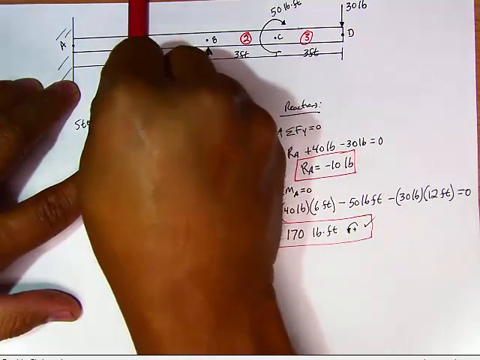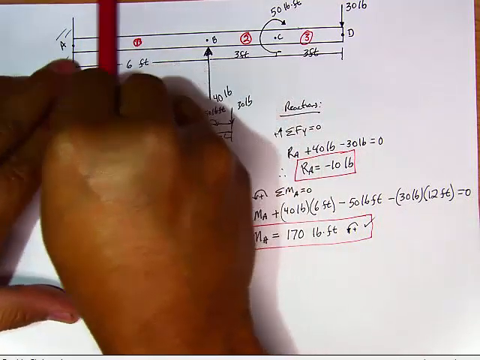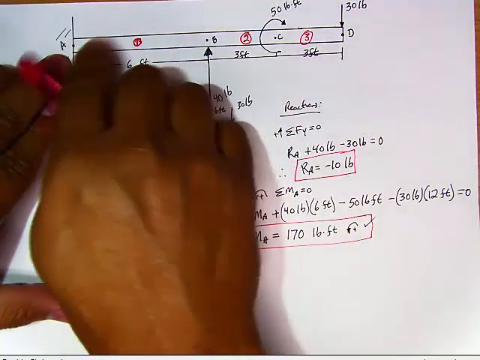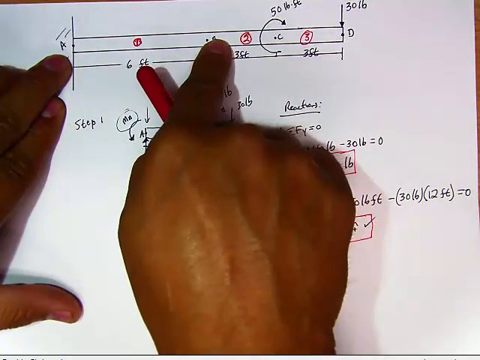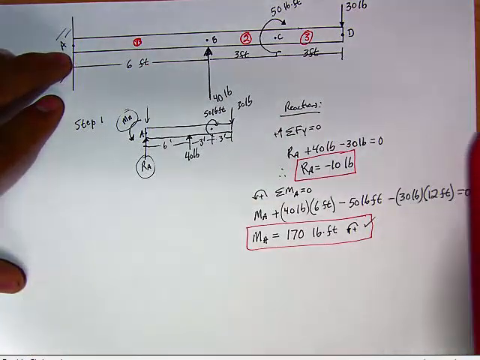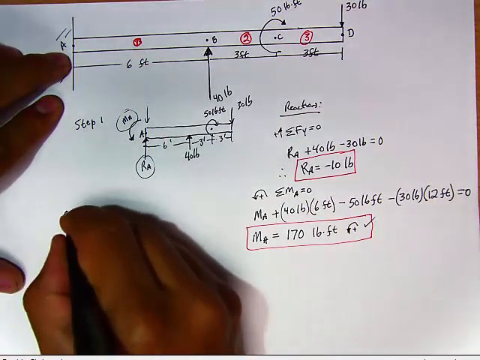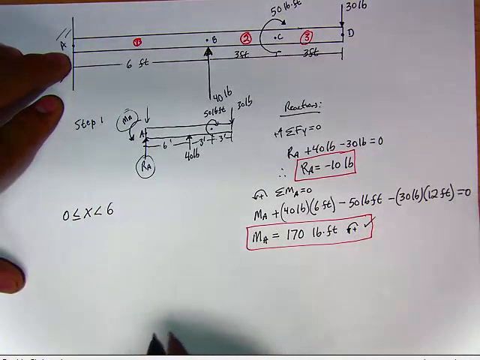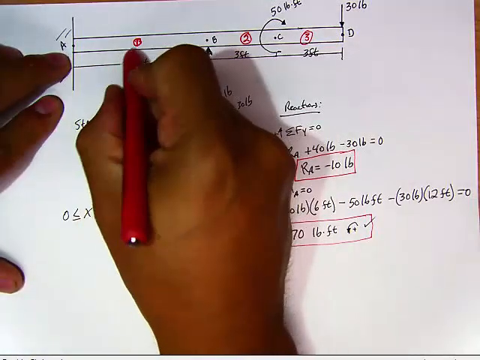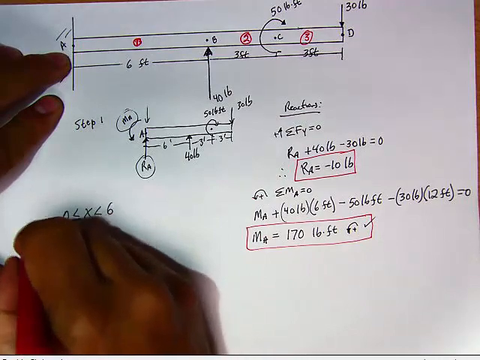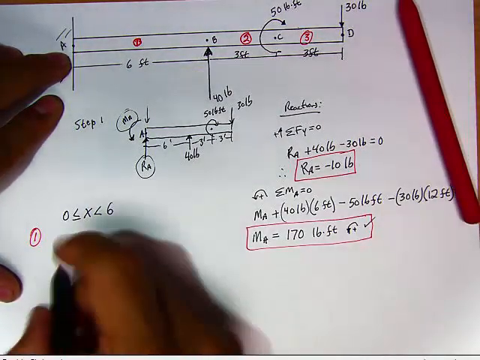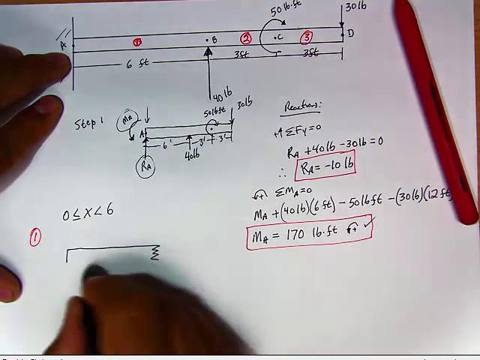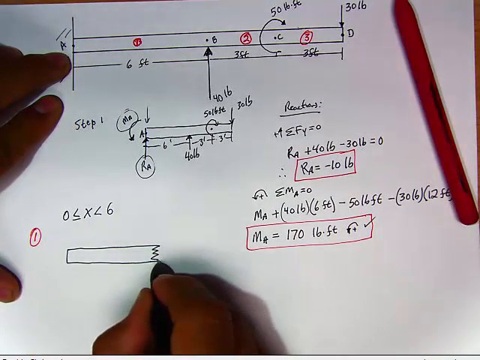And for that, we make a slice, remember. And the slice happens anywhere between 0 and 6 feet. Anywhere between from point A to point B. In other words, where X is between 0 and 6. And we're going to be looking at our very first section, section 1. So we make our cut. There you go.